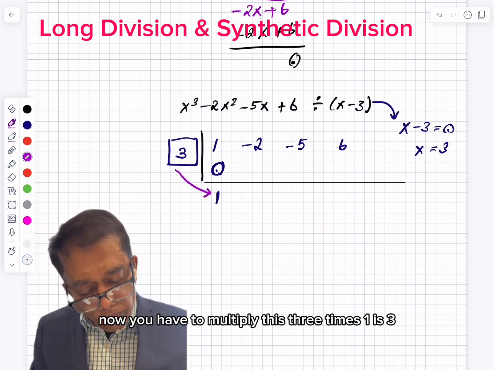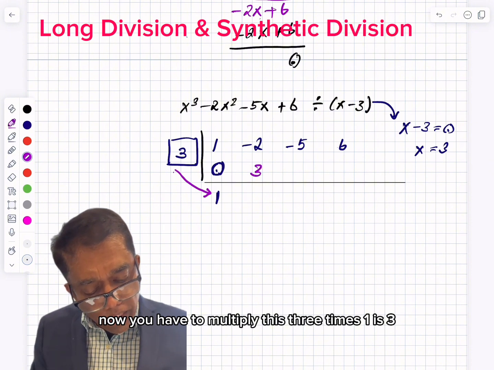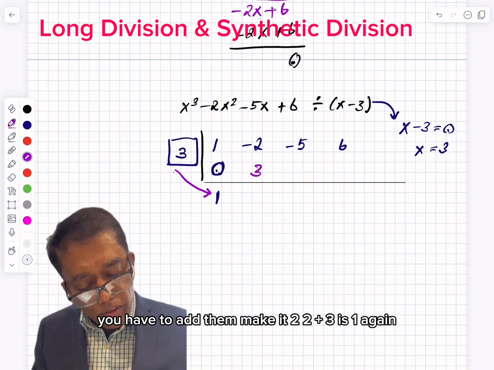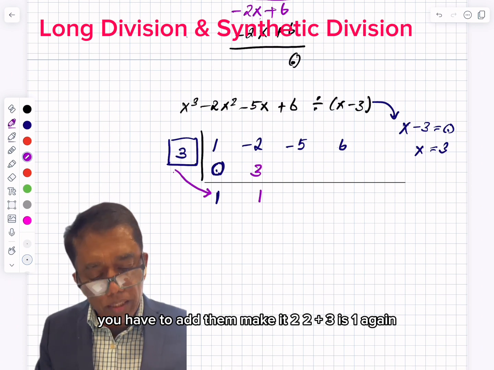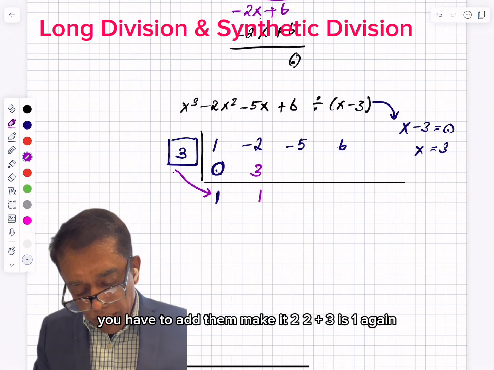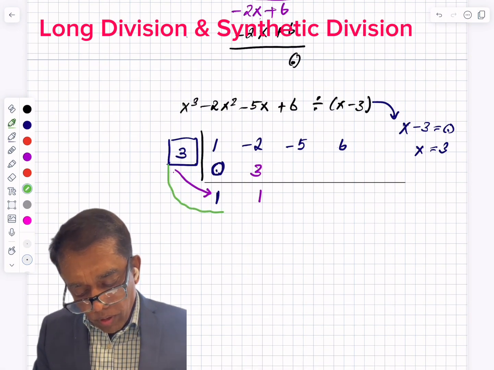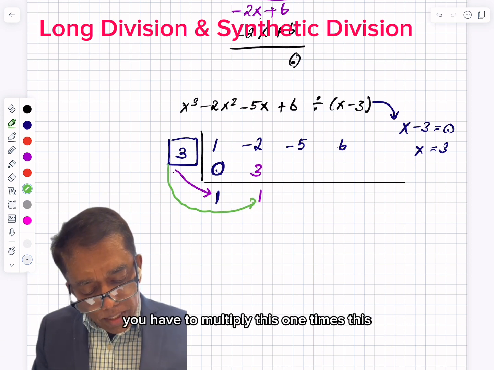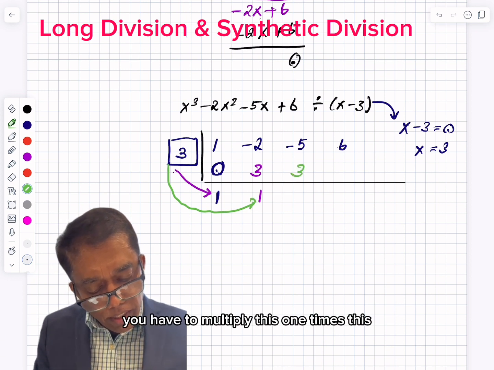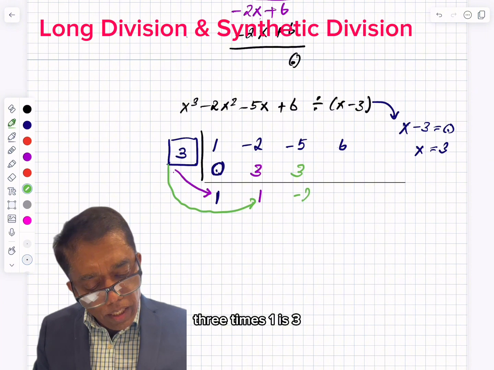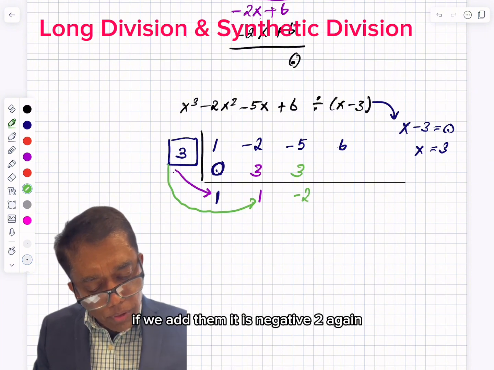Now you have to multiply these. 3 times 1 is 3. You have to add them. -2 plus 3 is 1. Again, you have to multiply this one times this. 3 times 1 is 3. If we add them, it is -2.